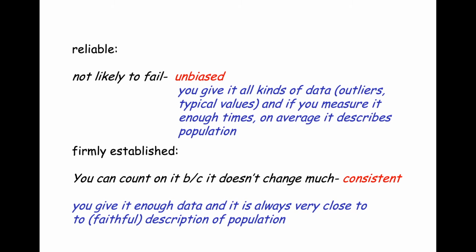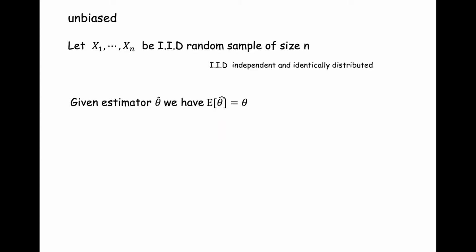And with consistency, we said that if you give it enough data, it's always very close to its faithful description of this population parameter. And so these two ideas, the unbiasedness test and the consistency test, we said that if an estimator satisfies both of them, that it is a wonderful replacement for this population parameter, which at the end of the day, you don't know what it is.